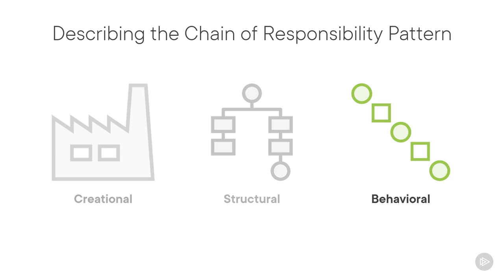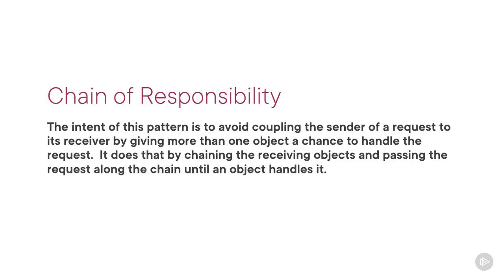The chain of responsibility pattern is a behavioral pattern from the Gang of Four library of design patterns. Its intent is to avoid coupling the sender of a request to its receiver by giving more than one object a chance to handle the request. It does that by chaining the receiving objects and passing the request along the chain until an object handles it.